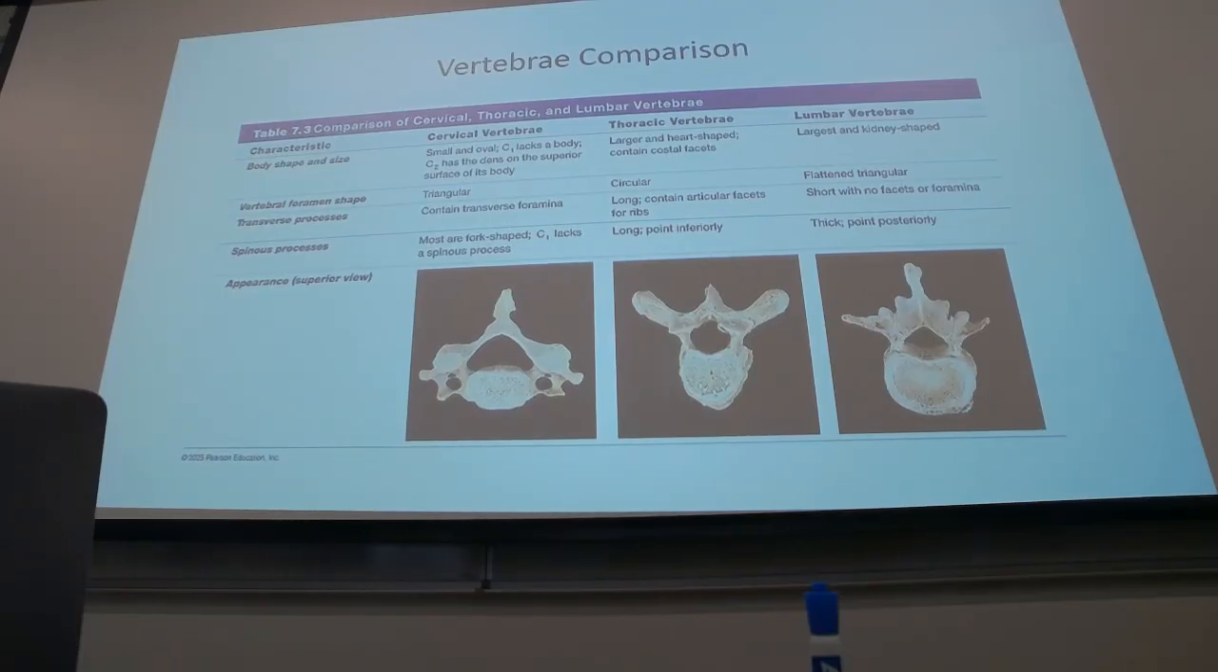So if you compare the vertebrae in the different regions, you can see that the cervical has a small body. It has a triangular shaped vertebral foramen. It has transverse processes with holes. These are the transverse processes with holes. This is called the transverse foramina. It has a short spinous process, short transverse process. This spinous process typically is split, so this is called a bifid spinous process.